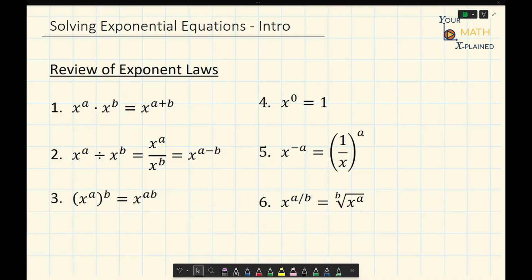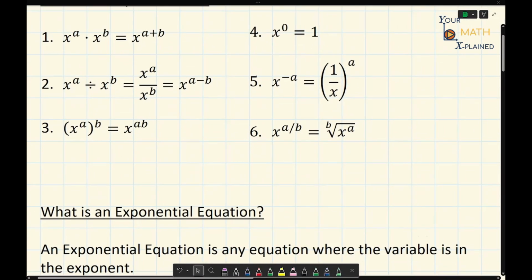So if you're not familiar with these laws, I would suggest to either copy them down or take a screenshot so that you have them handy when we go through some examples later.